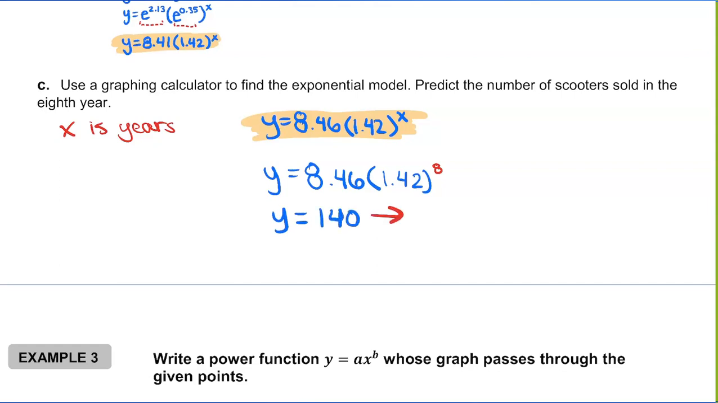So the answer for this one would be about 140 scooters sold in year 8. Any questions about that?